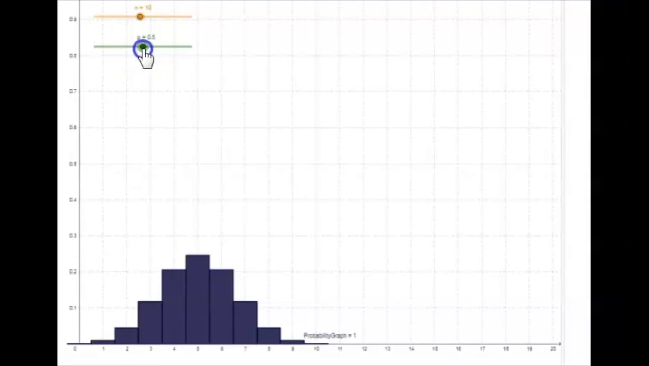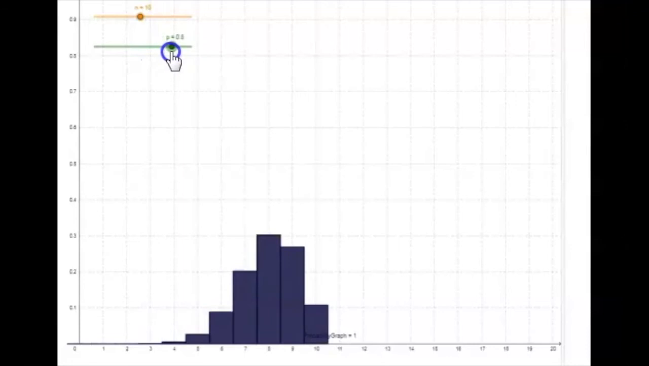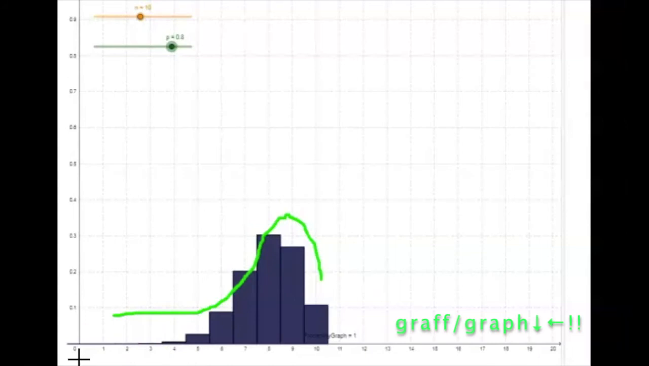If we use the slider and change the probability from 0.5 to 0.8, the distribution then changes. The mean of this distribution is np, which is now 10 times 0.8, which is 8. So the mean is at 8, but this distribution is negatively skewed. The graph of binomial 10, 0.8 is negatively skewed.